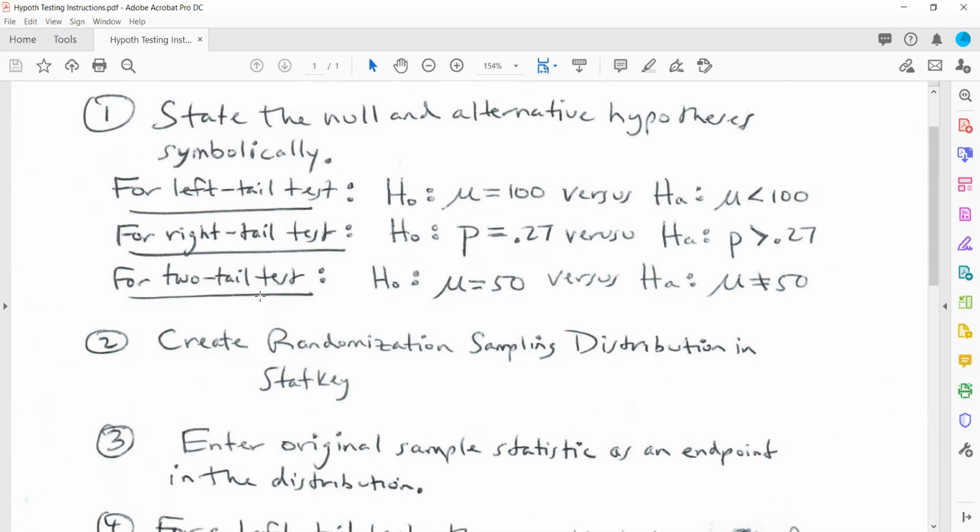So you know how to actually create one of these in StatKey. Now, you won't have to actually create one in StatKey for the test because these are simulations. StatKey creates simulations so that the actual values that show up on your screen, the distributions for both the confidence intervals and hypothesis tests, are going to be different from person to person.